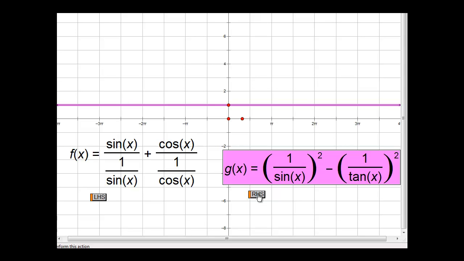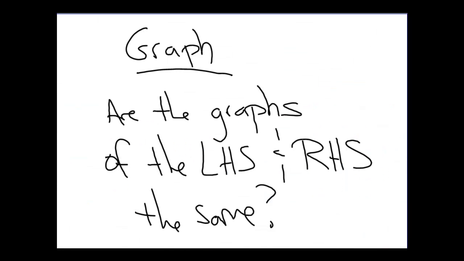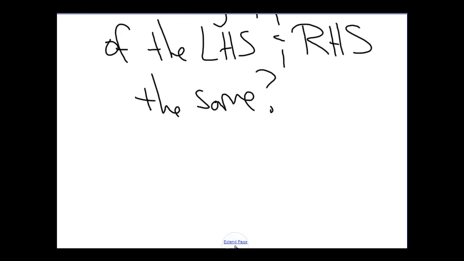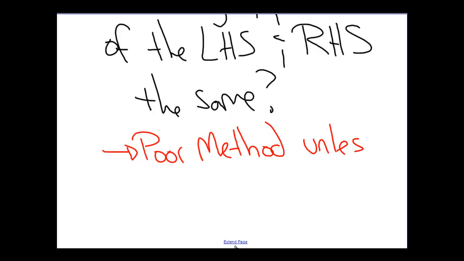So now we have done something here. We have graphed the left-hand and the right-hand sides of these equations, and we have seen that in this region they are equal. Okay? Is that a sufficient proof now that we have an identity? In other words, is a graphical method going to be sufficient? And unfortunately, in this class, for you guys, I'm going to say that this is a poor method. This is a poor method unless we can see the entire domain.